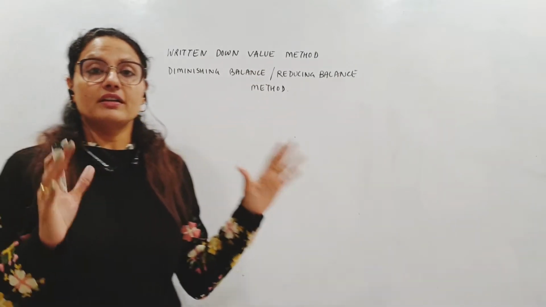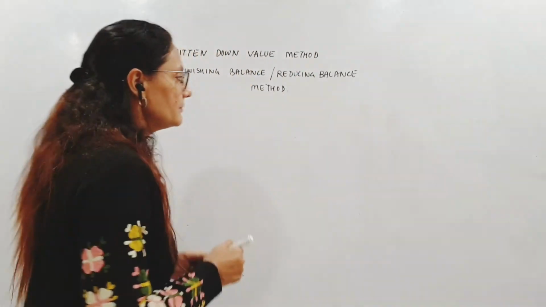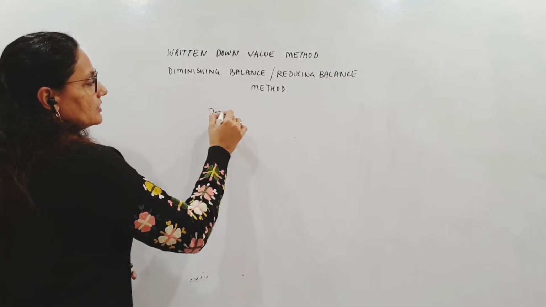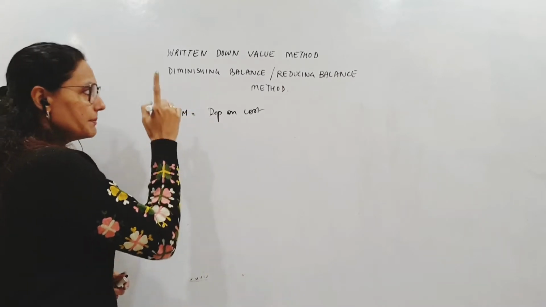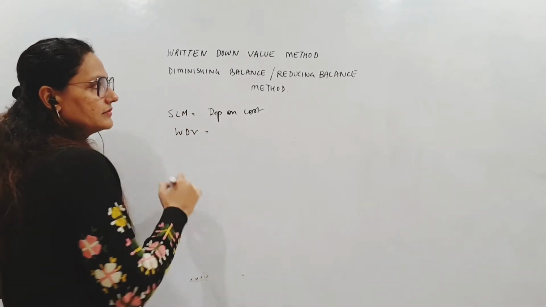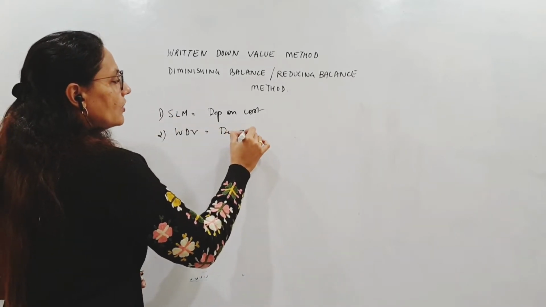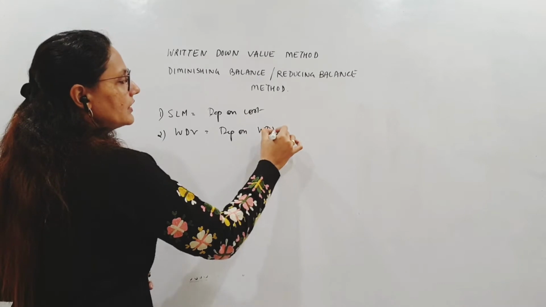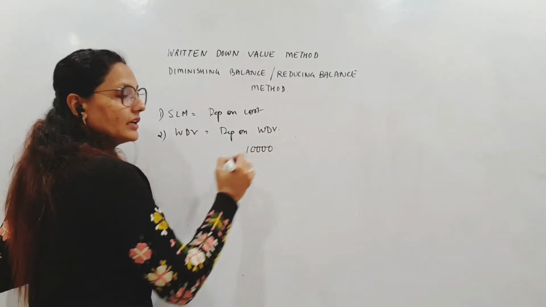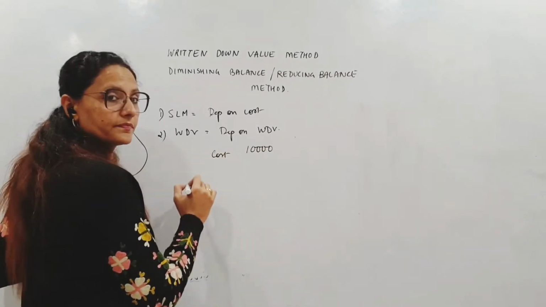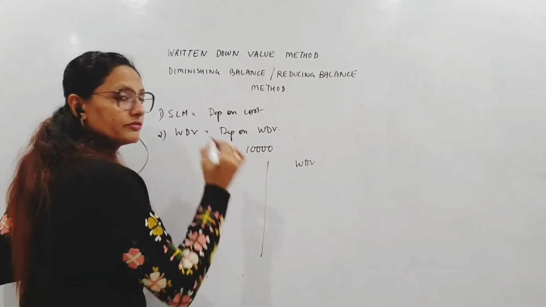Now, what is the fundamental difference between the straight line method and the diminishing balance method? In the straight line method, we charge depreciation on the cost of the asset. But in the written down value method, the second method, we charge depreciation not on cost but on the written down value. Meaning, if you are purchasing an asset for 10,000, that's the cost of the asset. Now, under the straight line method and under the written down value method, what is the difference?